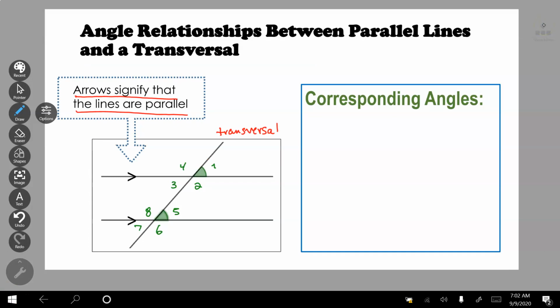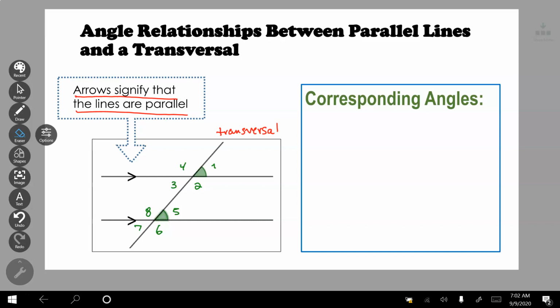So let's talk about angle relationships between parallel lines and a transversal. These two lines are parallel, and it's indicated by these extra little arrows here. And I have this transversal. It's the line that cuts across these two other lines. And I have all these angles: 1, 2, 3, 4, 5, 6, 7, 8 at these two points of intersection, and get used to it because that's the way I usually label these angles. 1, 2, 3, 4 around the vertex, and 5, 6, 7, 8 around this other vertex in that order.